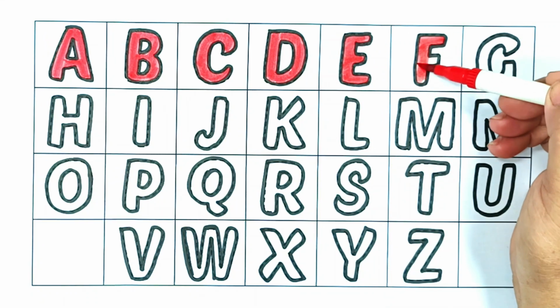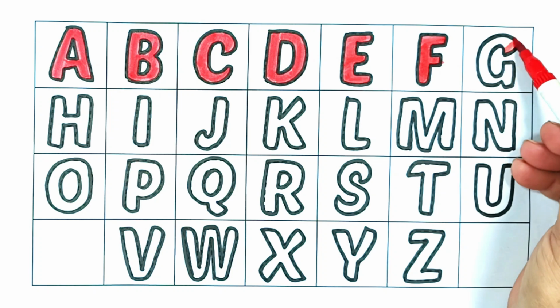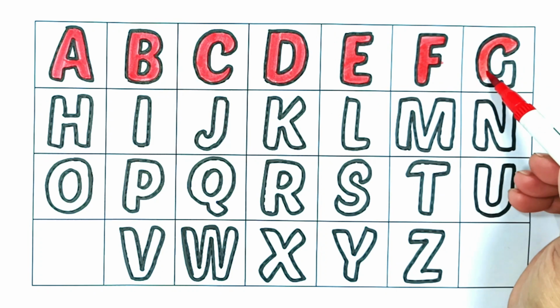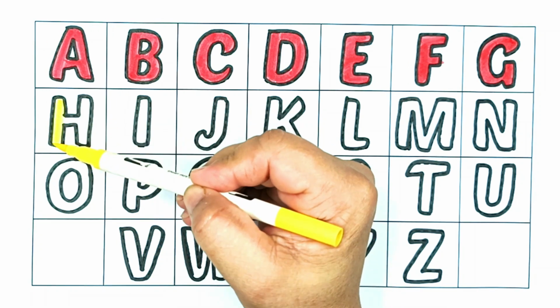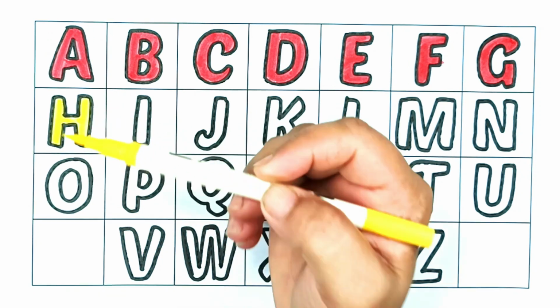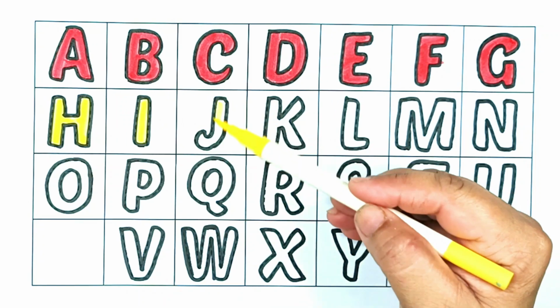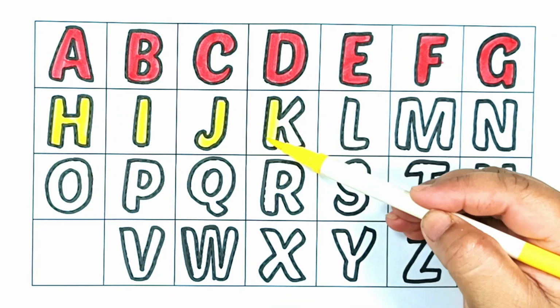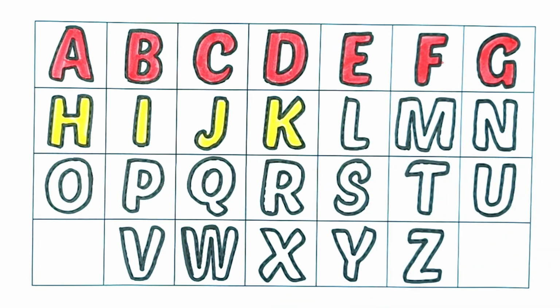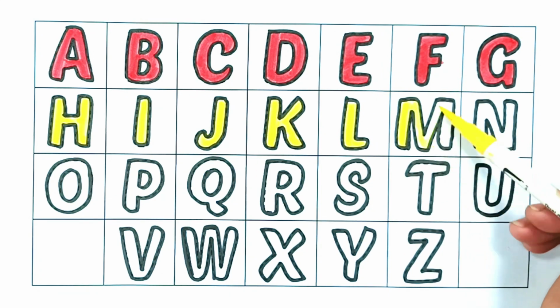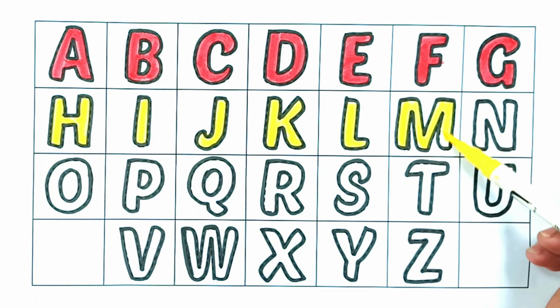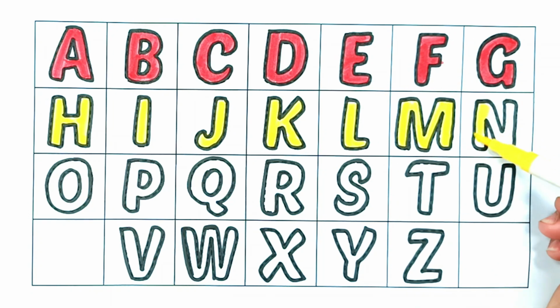F for frog, G for glass, H for hat, I for igloo, J for jam, K for kite, L for lamb, M for man, N for net.